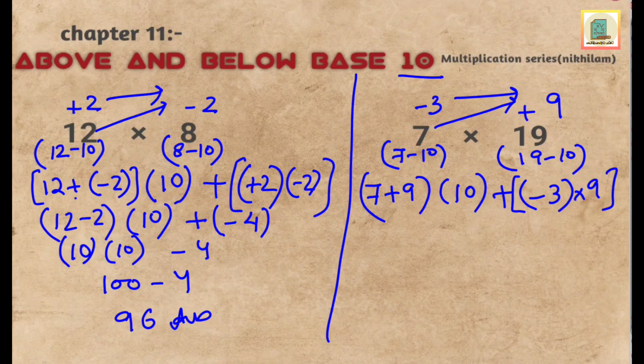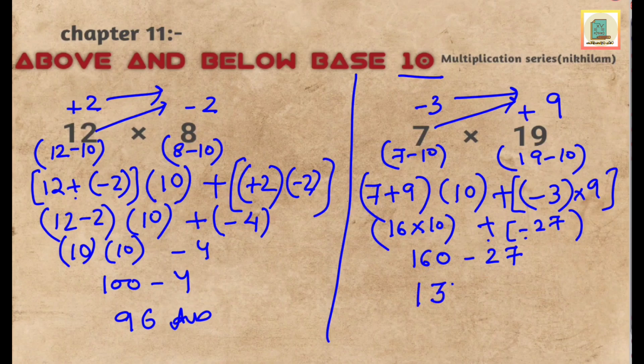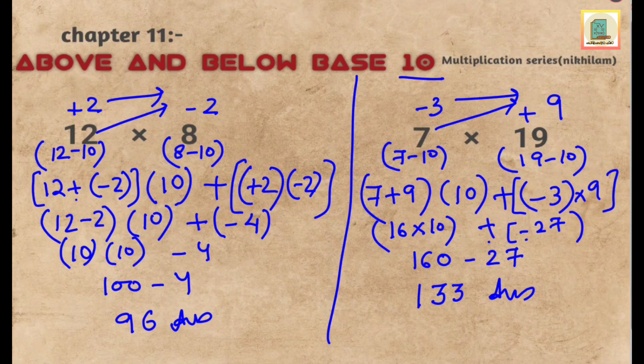Now here 7 plus 9 gives you 16 multiplied by 10, plus minus 3 multiplied by 9 gives you minus 27. Now here 16 multiplied by 10 gives you 160, and here plus minus makes it minus, so minus 27. So 160 minus 27 gives you 133 as the answer. Now let's take some more examples to understand this concept better.